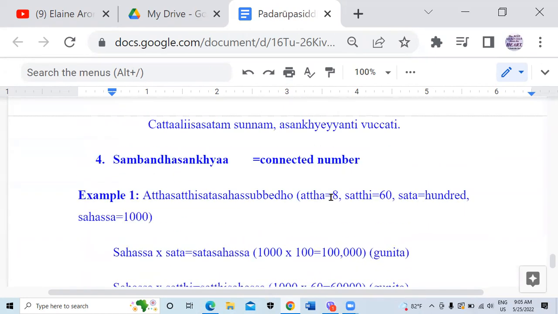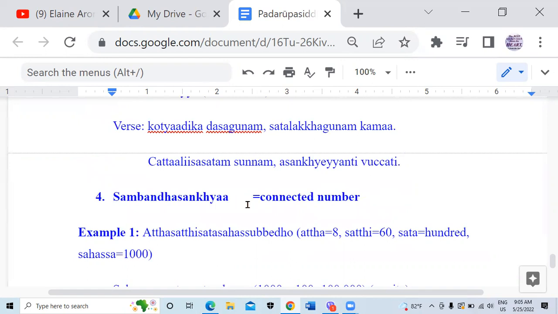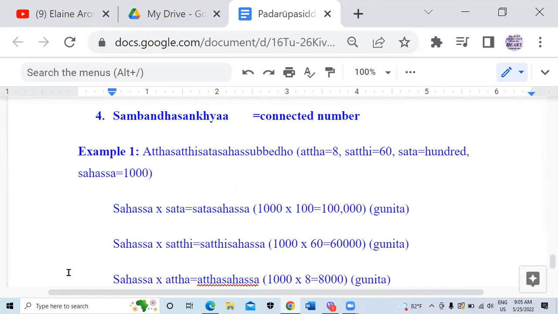Okay, now let's go to Sambandha Sankhya. Sambandha means connection, relation; Sankhya, number. Number of connection, or connected number. Sambandha Sankhya is enough to confuse the readers, to confuse Pali students. It is related to Kundida Sankhya, number three. Without understanding Kundida Sankhya, we cannot understand Sambandha Sankhya.